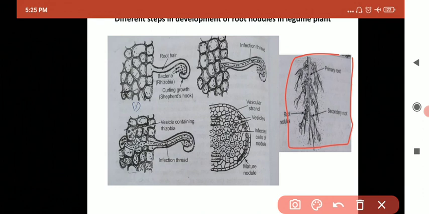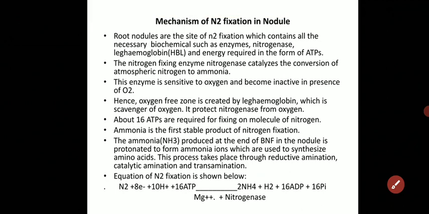Now let's see what is the mechanism of N2 fixation in root nodules. So root nodules are the site for N2 fixation, which contain all necessary biochemicals such as the enzyme nitrogenase, leghemoglobin, and energy required in the form of ATP. So for nitrogen fixation, what do we require? First of all, the nitrogenase enzyme, leghemoglobin, and energy.